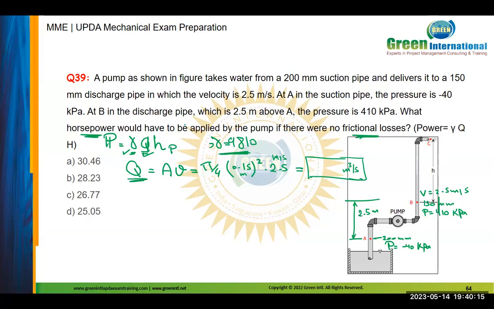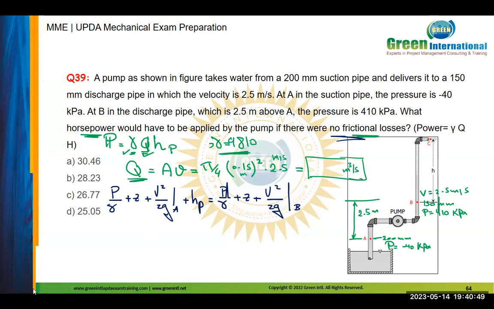To talk about the head of pump, apply the energy equation. Let's apply it: P over gamma plus Z plus V square over 2g at section A, plus the head of pump, equals P over gamma plus Z plus V square over 2g at section B. Any losses? No. He said no friction losses.